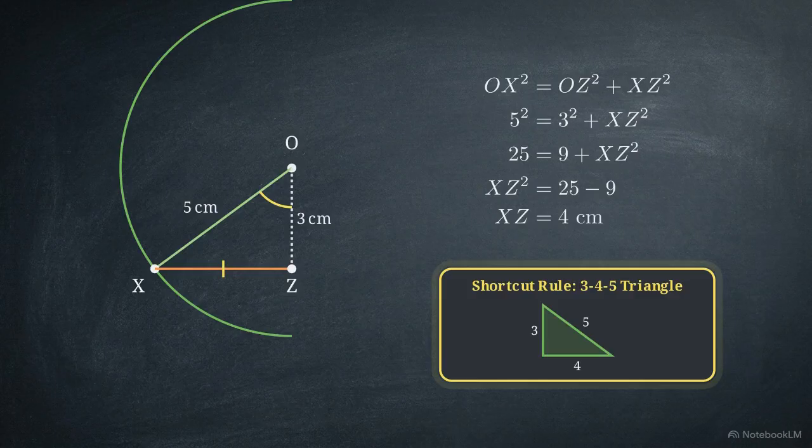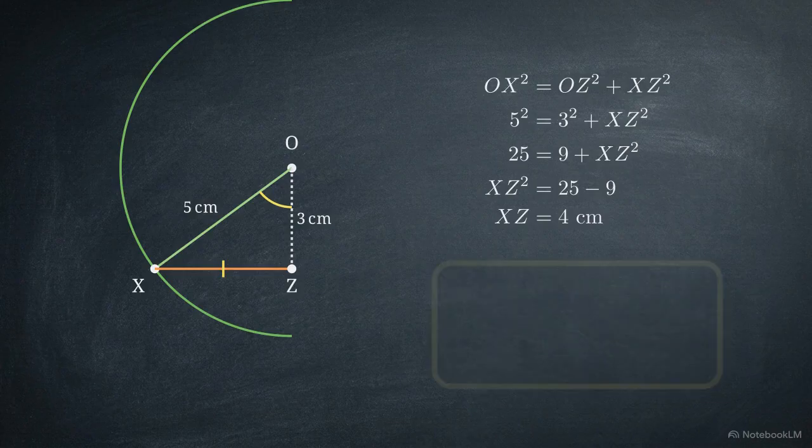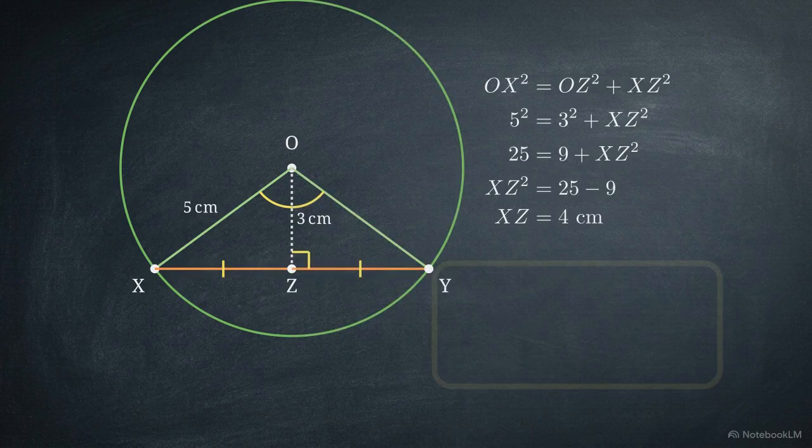The square root of 16 is 4, so XZ is 4 centimeters. As a quick shortcut for future exams, whenever you see a right triangle with a hypotenuse of 5 and one side of 3, the missing side is always 4. Recognizing a standard 3, 4, 5 right triangle saves you calculation time.